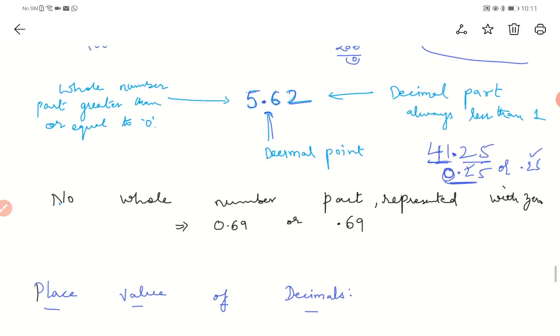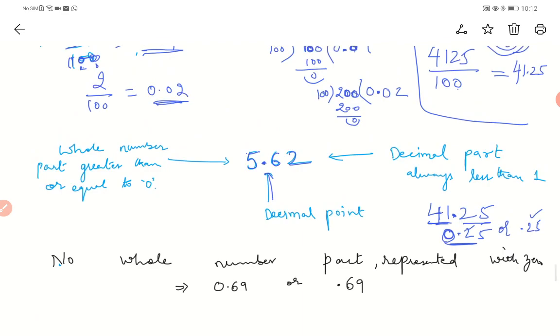Here there is one example shown with no whole number part. If it is not there, how do you represent it? You represent it with 0. So this is 0.69, or you can write this as .69. Both are one and the same.